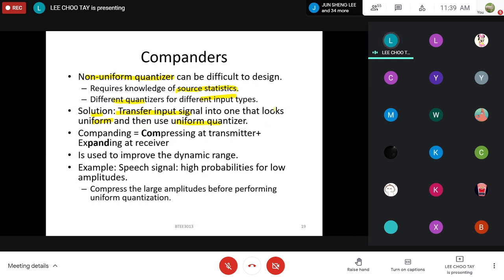This solution is called companding. The word companding comes from two words: the com from compress, and the pand from expand. Basically, we compress the signal at the transmitter, and then later we expand it at the receiver. With this companding process, we can improve the dynamic range of our signal representation. A typical example is the speech signal. Speech signal normally has a high probability for low amplitudes, so we compress the large amplitude signal before we perform uniform quantization.